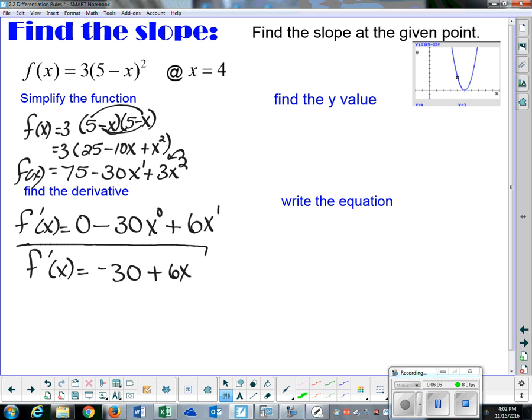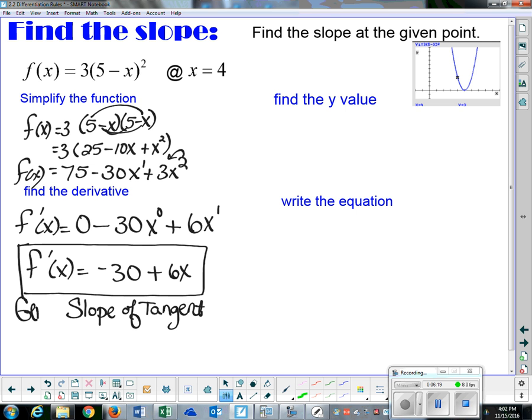This is the derivative which states the slope of the tangent line. Notice that it is a general function because it has x's involved. So if you told me an x, I could tell you what the slope is at that particular x value.